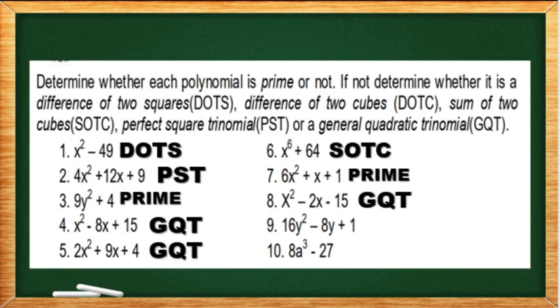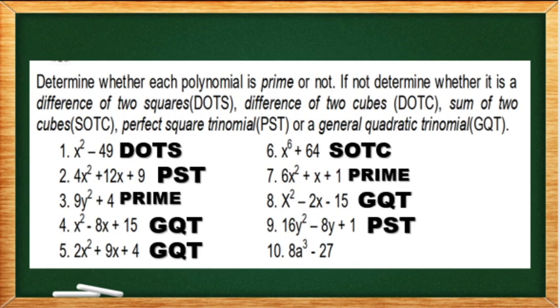Number 9. 16y squared minus 8y plus 1. Trinomial, tatlo ang term. Square root of 16y squared is 4y. Square root of 1, 1. 4y times 1, 4. Multiply by 2, 8y. Second pattern kasi minus. So therefore, PST.